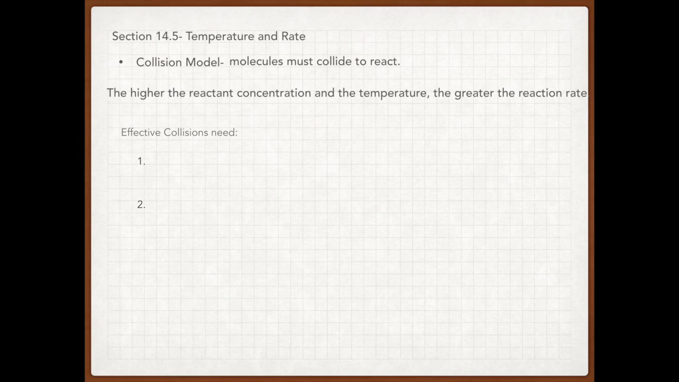So in addition to this, in order for an effective collision to occur, the first one is that there must be sufficient energy, meaning that the activation energy has to be overcome. The second is that not only must the reactants have sufficient energy, they must also have the correct orientation. So they can't just hit each other in any orientation that they want. There's a specific orientation that they must collide with one another in order for that reaction to occur.